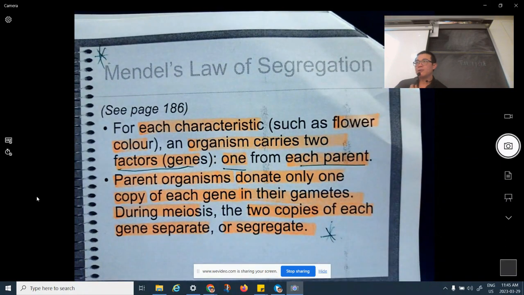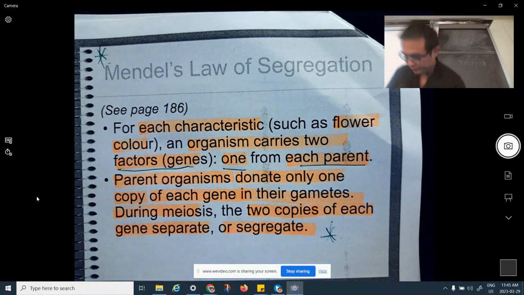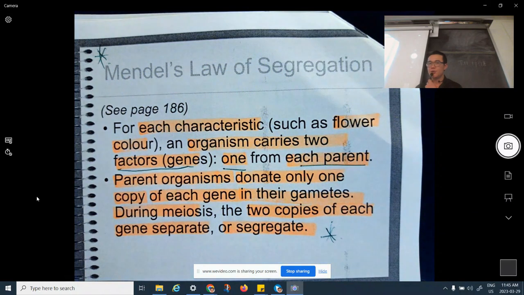We briefly talked about meiosis back when we were looking at fungi and protists. We will go through that a little bit more in the next few lessons. So that's Mendel's law of segregation.